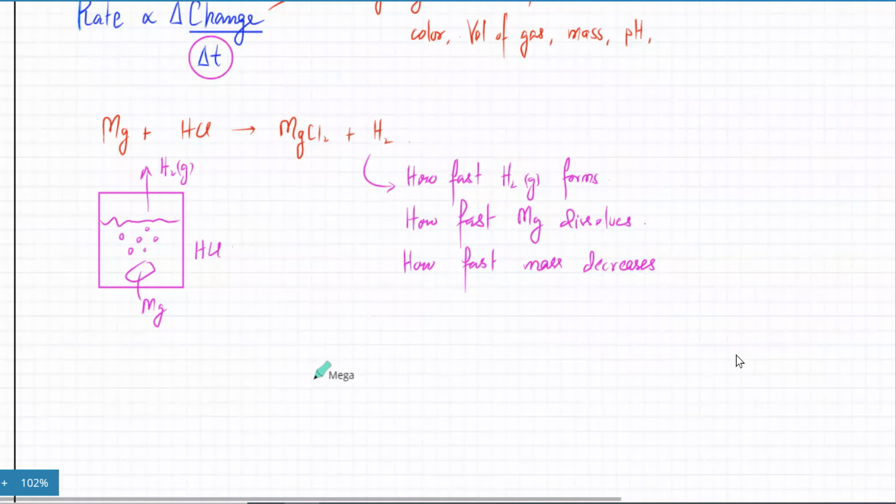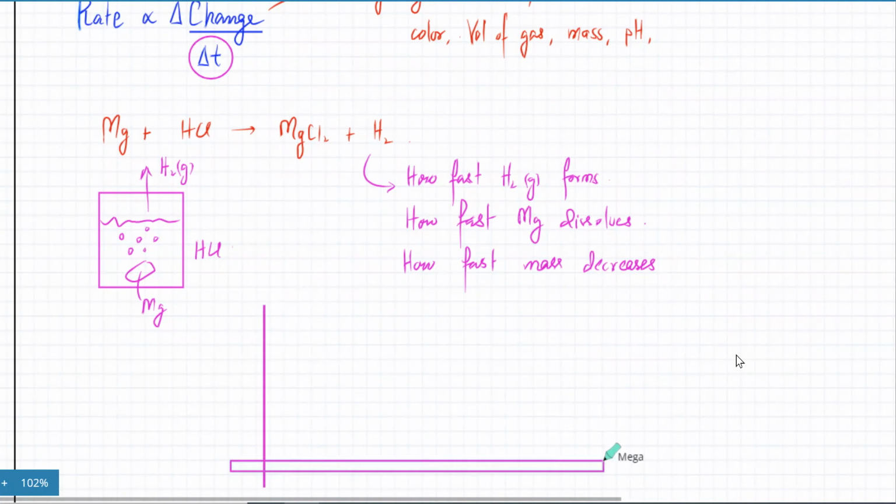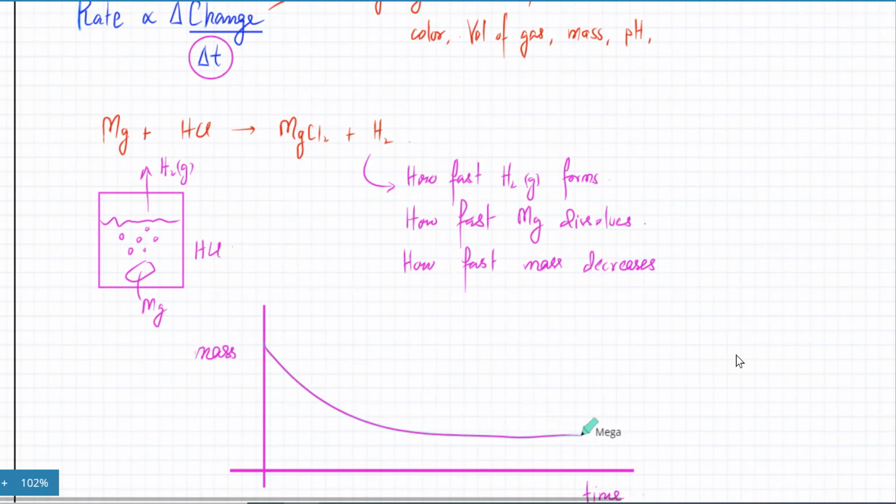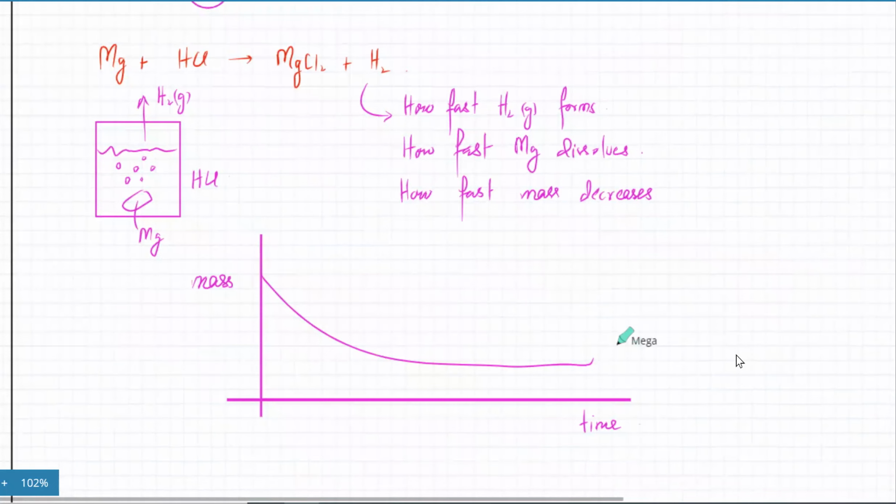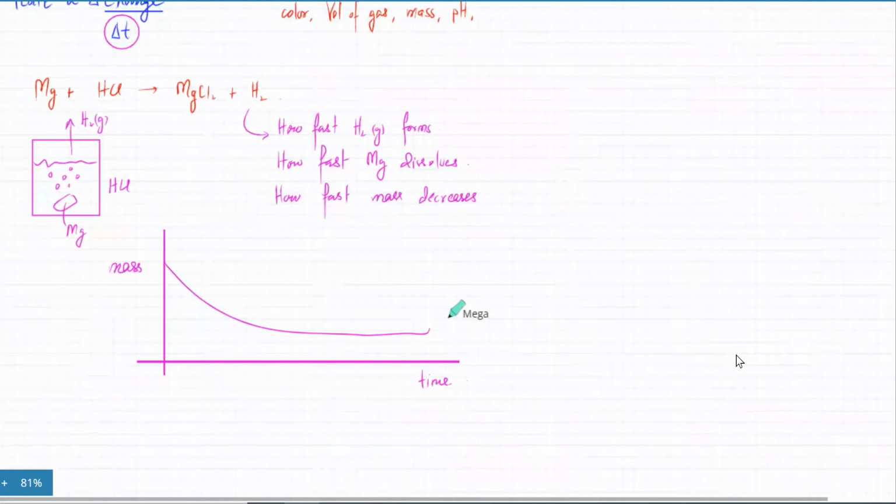Your graph might go up, your graph might go down. So one example is, let's say I make 2 axes and I measure the mass of the beaker with respect to time. Then the mass of the beaker would decrease, and at a certain point, it's going to become constant. Remember, the mass is decreasing because H2 gas is escaping. So that's one thing you could do.